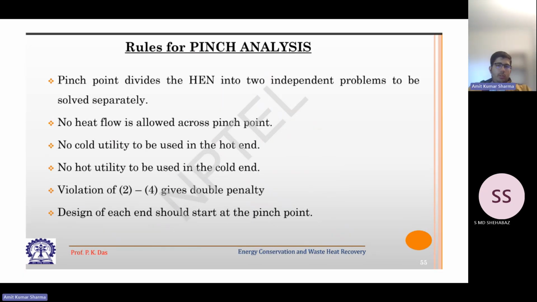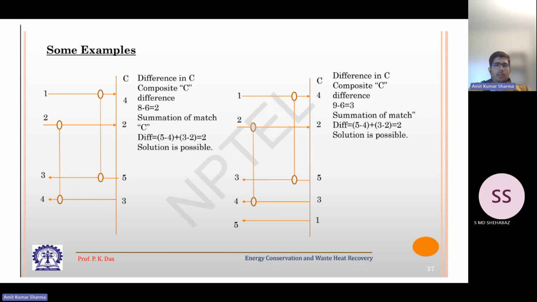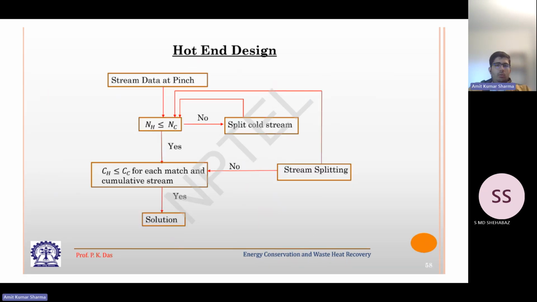No heat flow is allowed across the pinch point, no cold utility to be used in the hot end, no hot utility to be used in the cold end, and the violation of 2 to 4 gives double penalty. If you are violating any of these, then you will get double penalty on your network. Okay, and design of each end should start at the pinch point. You have to start from the pinch point. So these are some points for pinch and matching rules. These are again some examples. This is the hot end design. Okay, stream data at pinch.